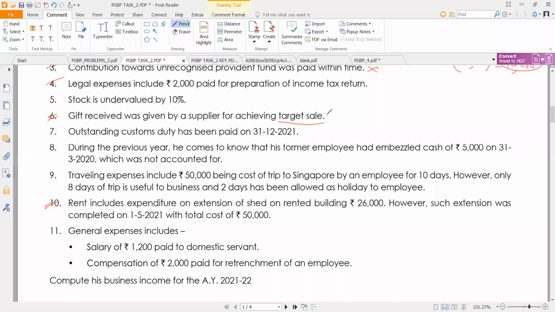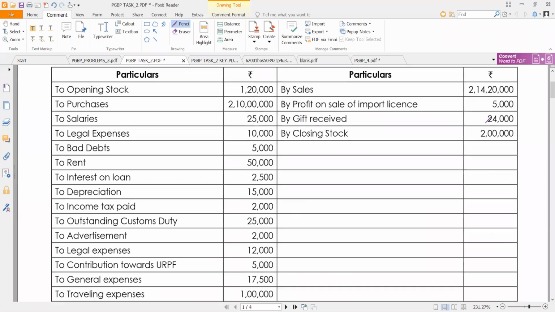As a result of that, something like a perquisite. It is like money, it's not money directly, but income received in kind for the purpose of business only. So that is taxable under PGBP only. So this gift received should not be deducted. If you did that, that would be wrong.